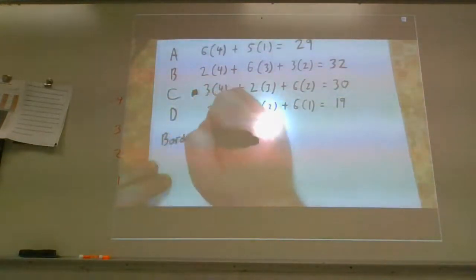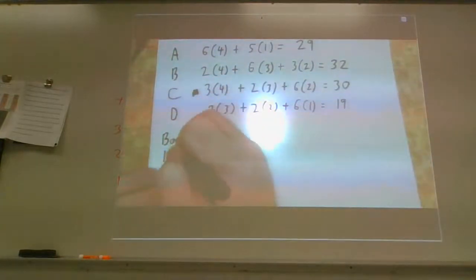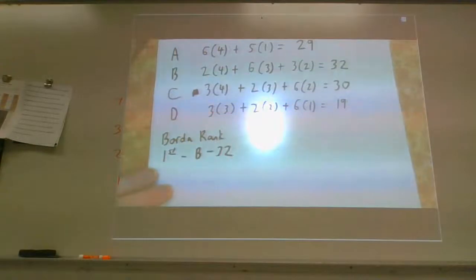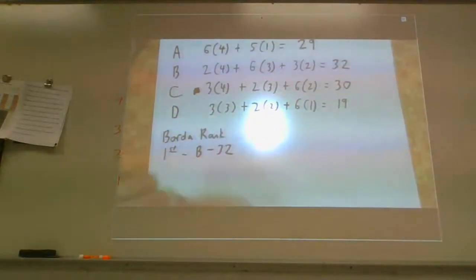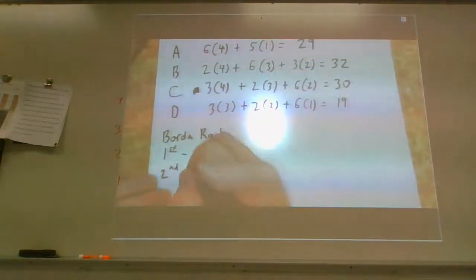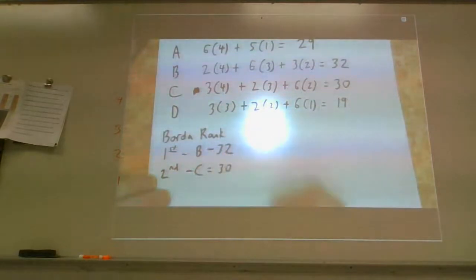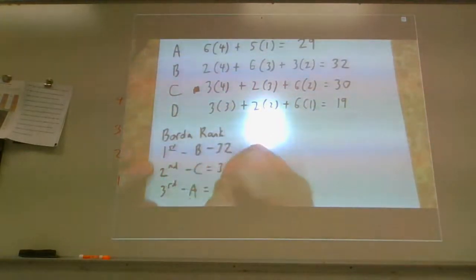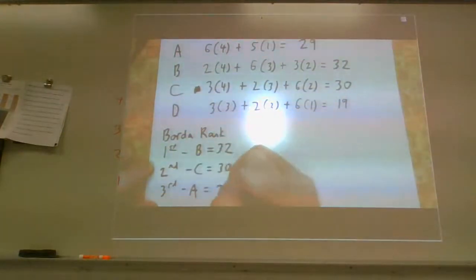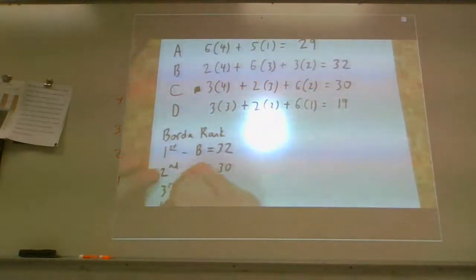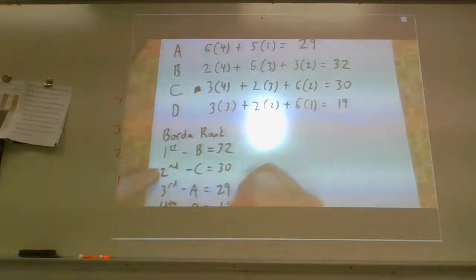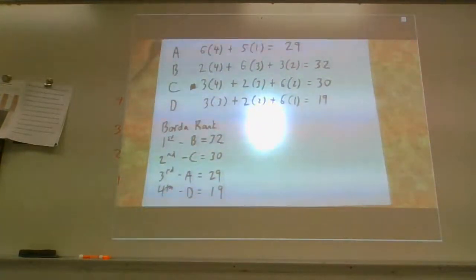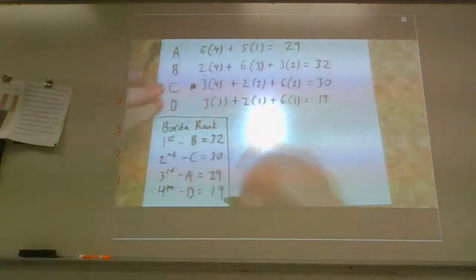Borda rank. In first place was B with 32. In second place was C with 30. In third place was A with 29. And in fourth place was D with 19. That's my Borda rank.